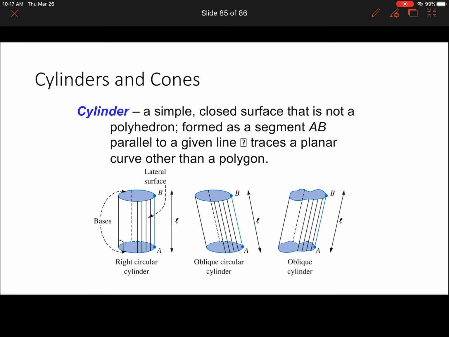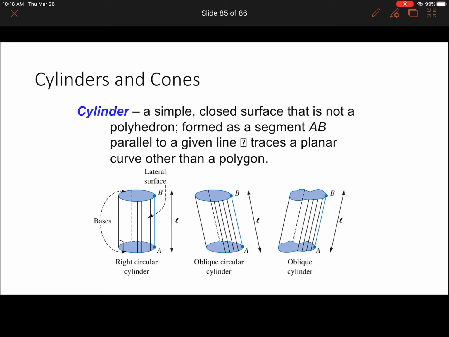So our last part of section 11.4 is going to be about cylinders and cones. Really just terminology here, understanding the difference between a cylinder and a cone versus a pyramid and a prism. So a cylinder is a simple closed surface that is not a polyhedron because its bases or its sides are not polygons.